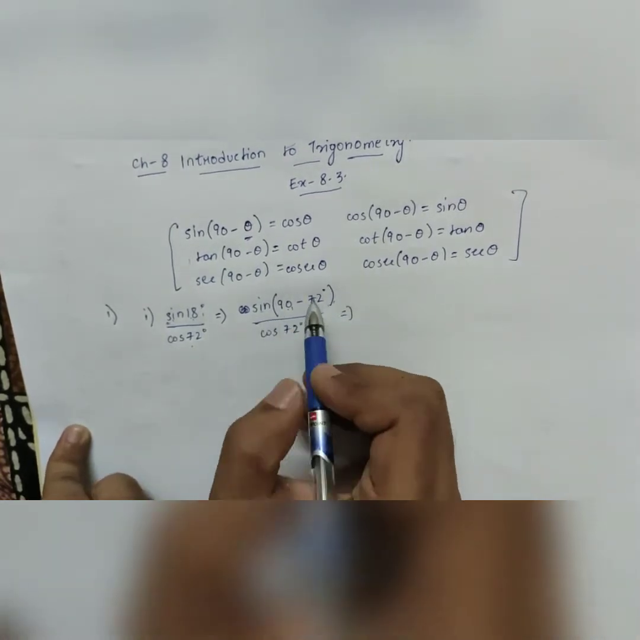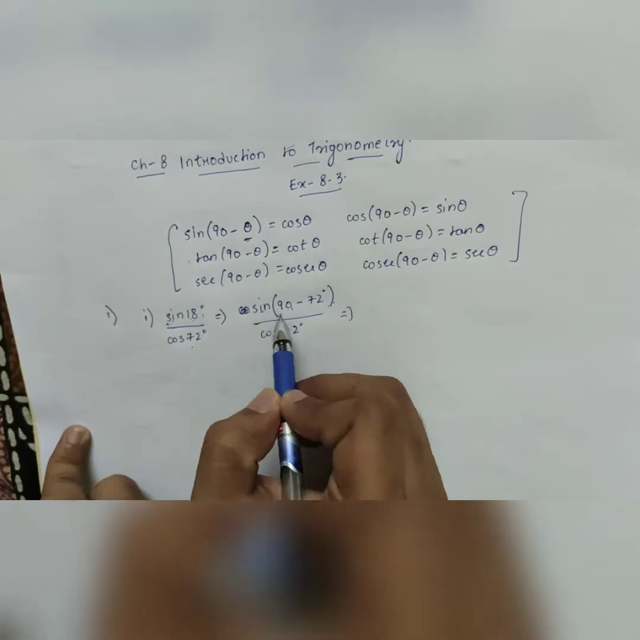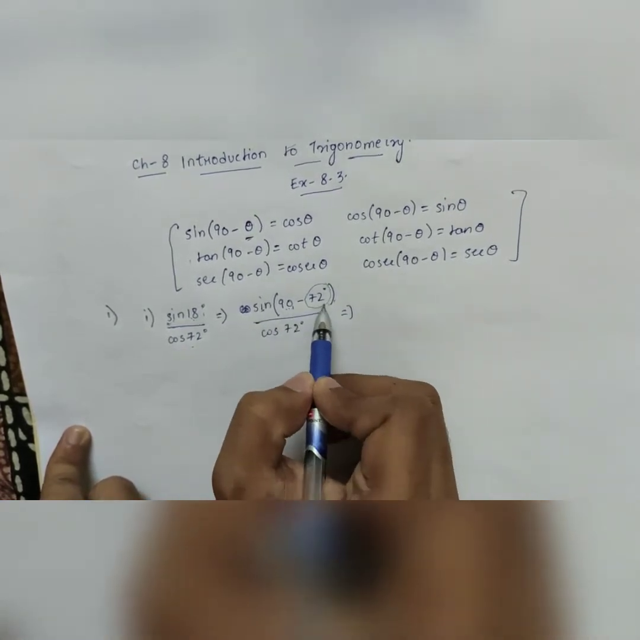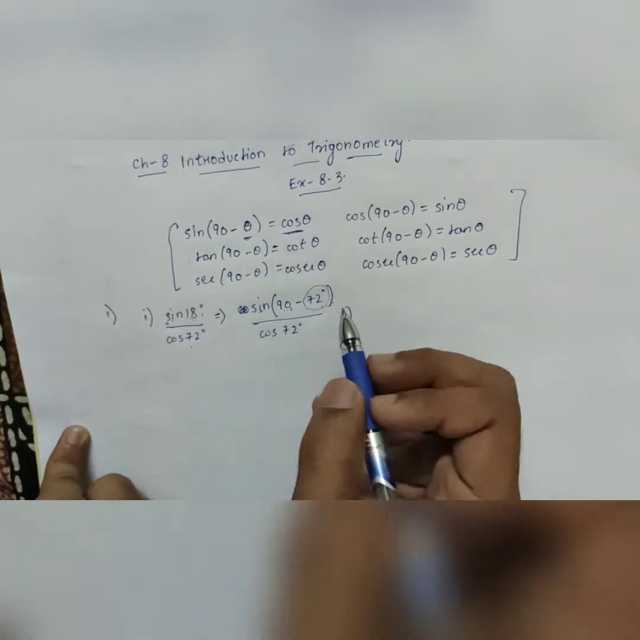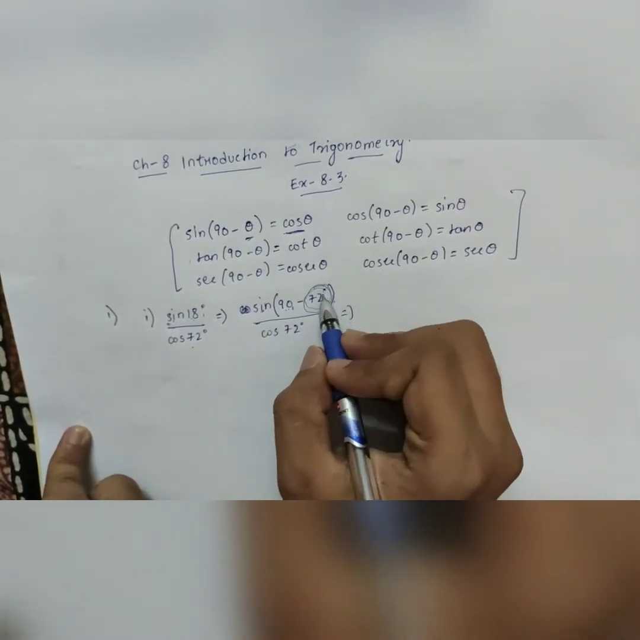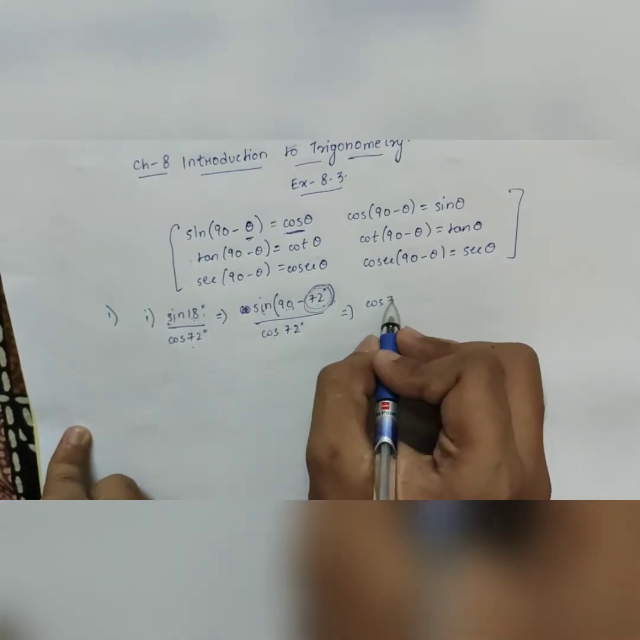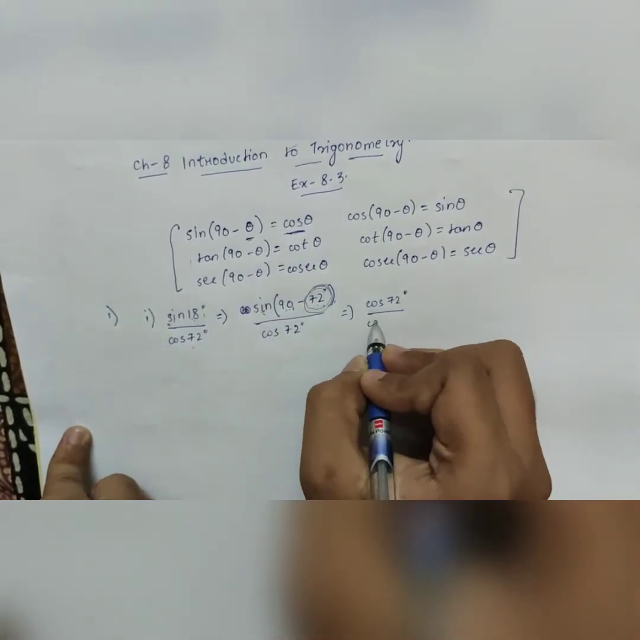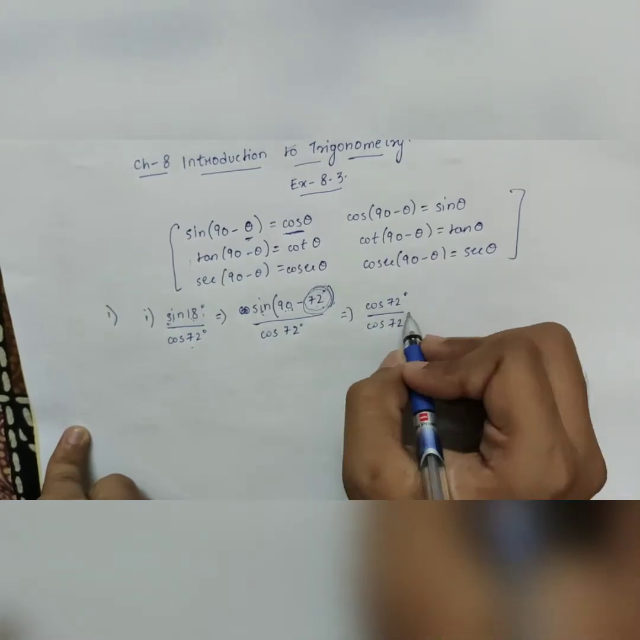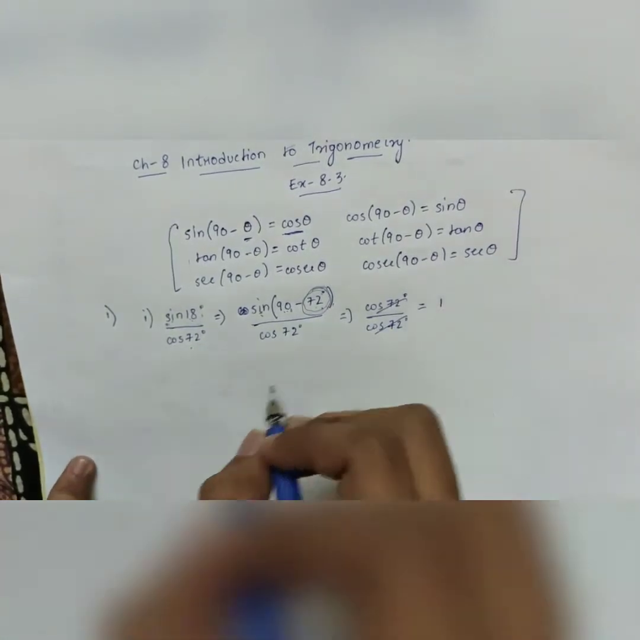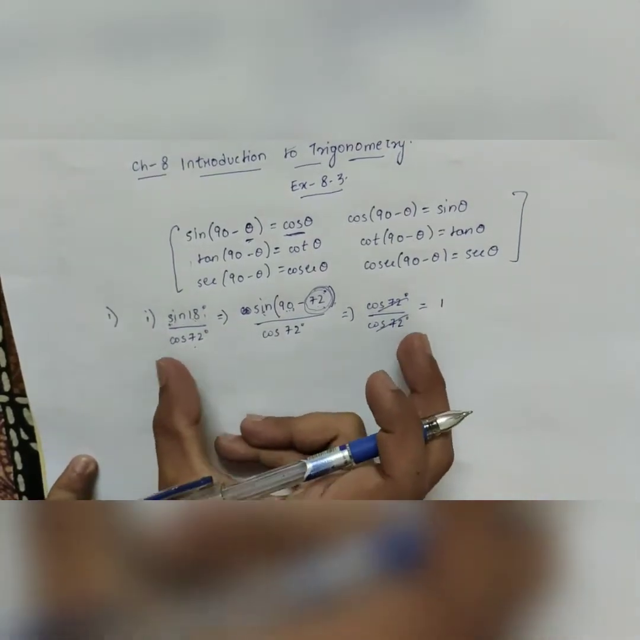Now there comes the identity part. So sin(90 minus theta), let's say this is theta, is what? Cos theta. So this is theta, so it gives us sin(90 minus 72) is cos 72. And you were having cos 72 in the denominator also, so both cancel and the answer is 1. So this is the simple basic of these kinds of questions.